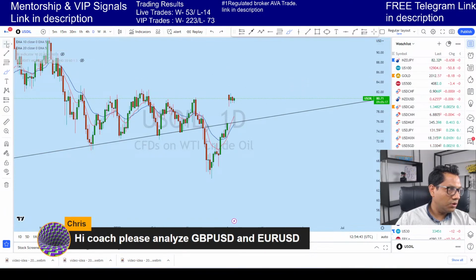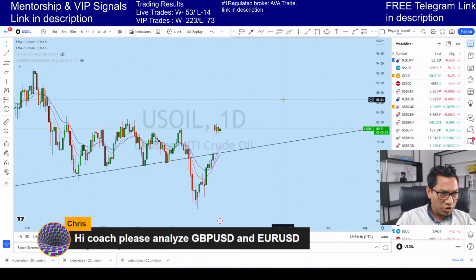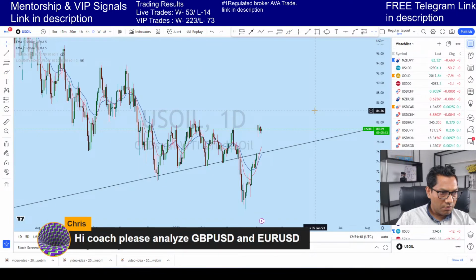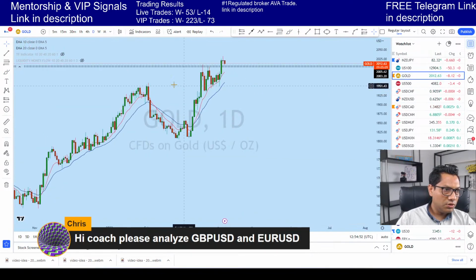So this is what it is. I'll be waiting for a potential bullish setup from this zone. Okay, going back to gold, just looking at gold back and forth to see what it is doing.